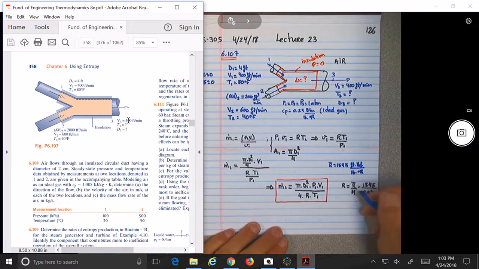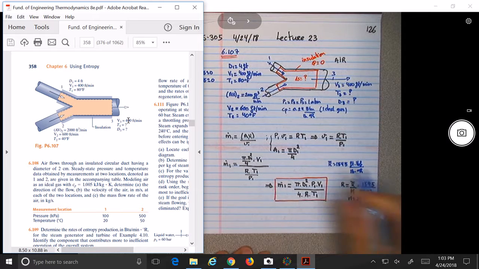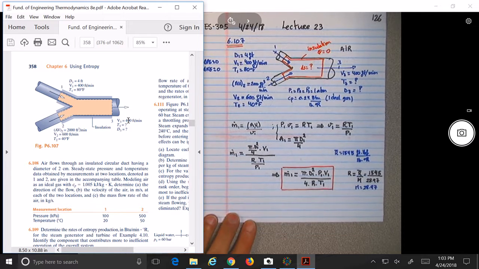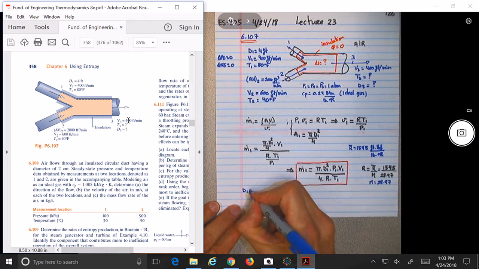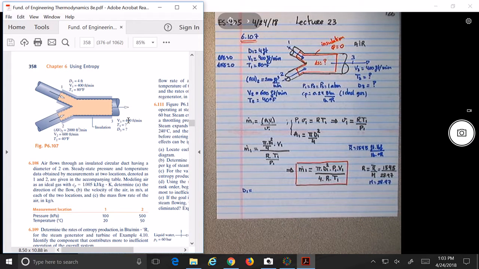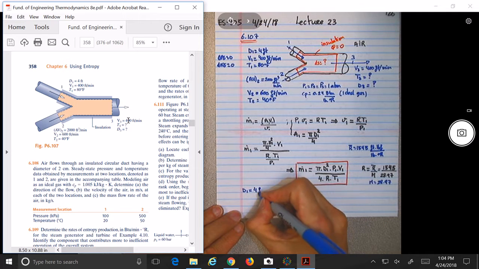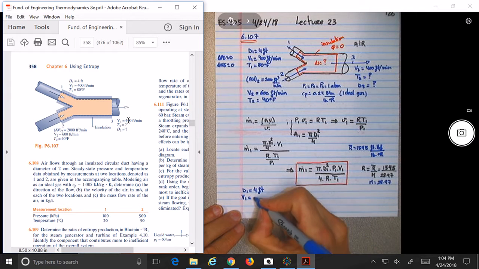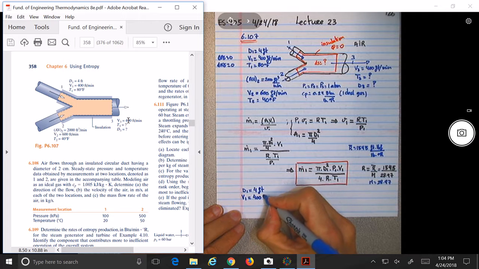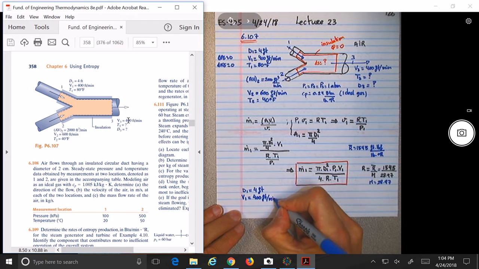Okay, and over here, what is M? 28.97. Oh, I already put it. Okay, we know that. So let's be careful over here and see what happened for the values. So D1, we keep everything in feet. We need to leave it in feet, I think. So D1 is 4 feet. What is V1? 400 feet per minute.